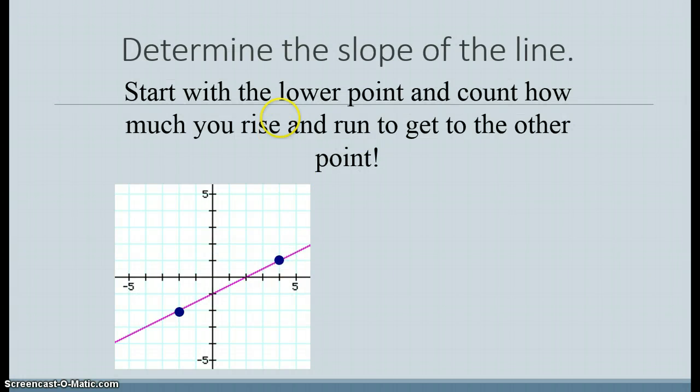So we're going to determine the slope of this line. Start with the lower point and count how much you rise and how much you run to get to the other point. This is a way to do it, but it should not be our preferred way, because in this manner we won't have a procedure for it, so we're missing a lot of steps.